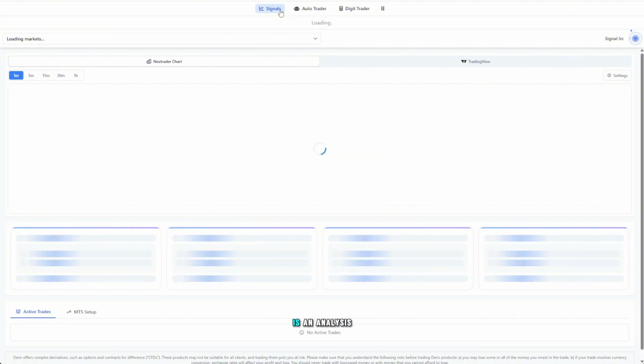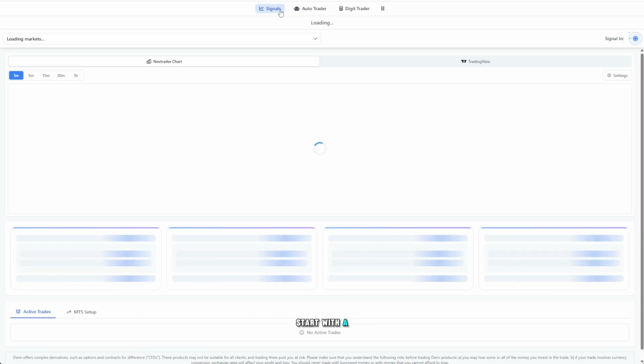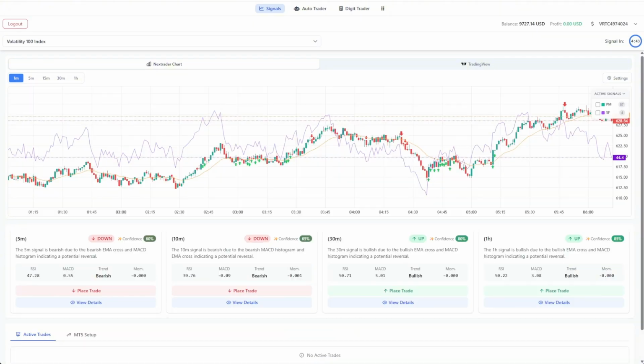Remember, NextRader is an analysis tool, not a guarantee of profits. Trading always involves risk. Start with a demo account, use small stakes, and stay disciplined.